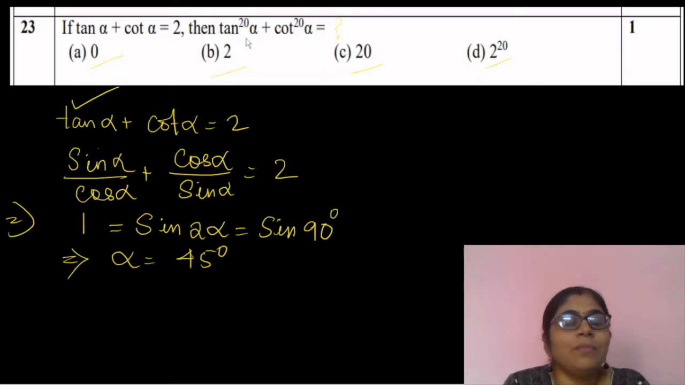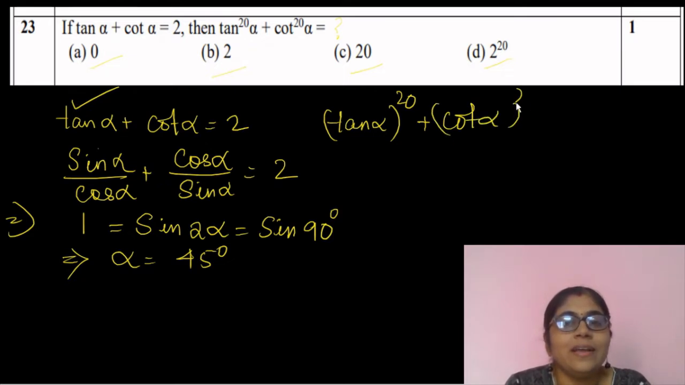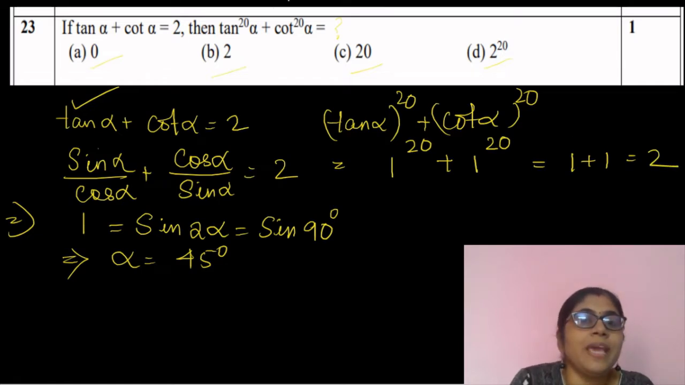Now let's come to the question. Tan alpha to the power 20 plus cot alpha to the power 20 equals 1 to the power 20 plus 1 to the power 20. That means 1 plus 1 equals 2. So option B is the right answer here.